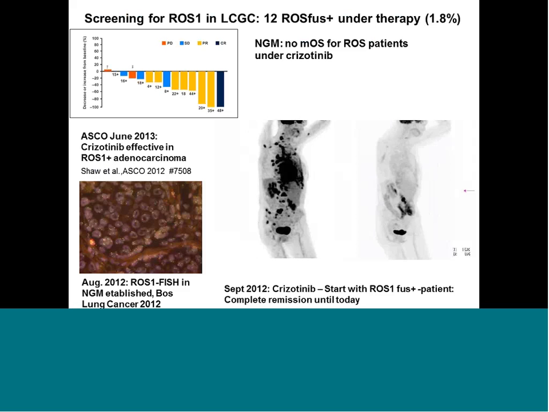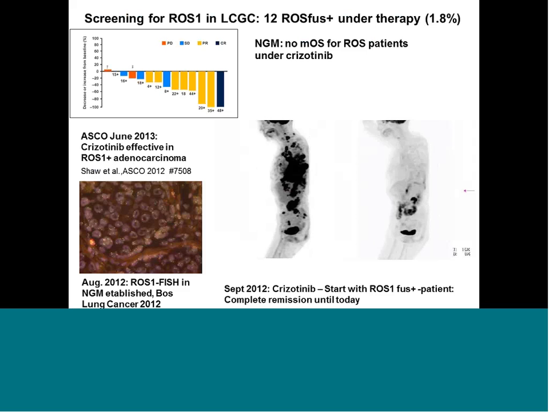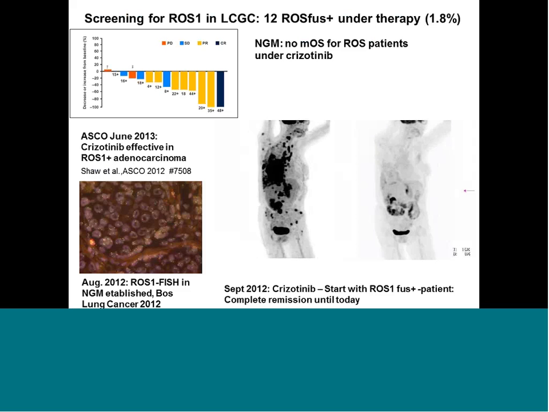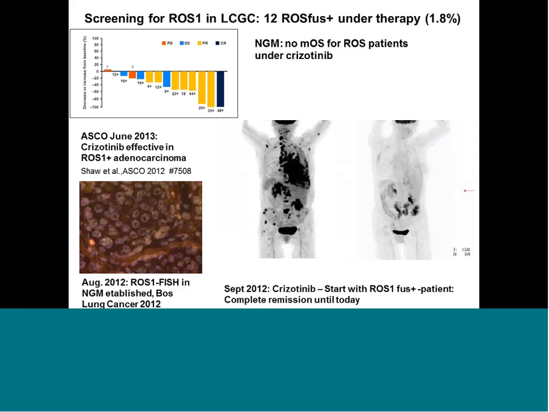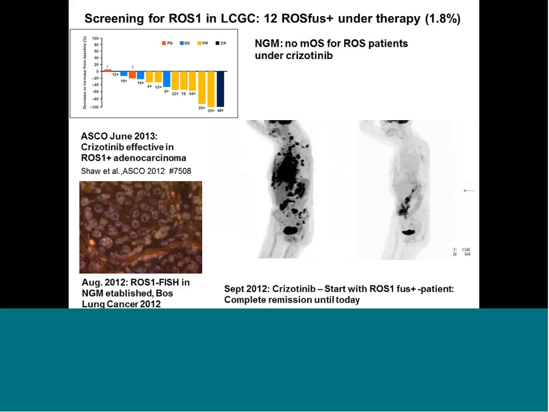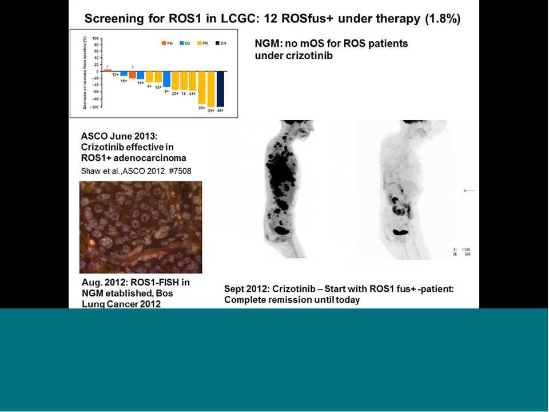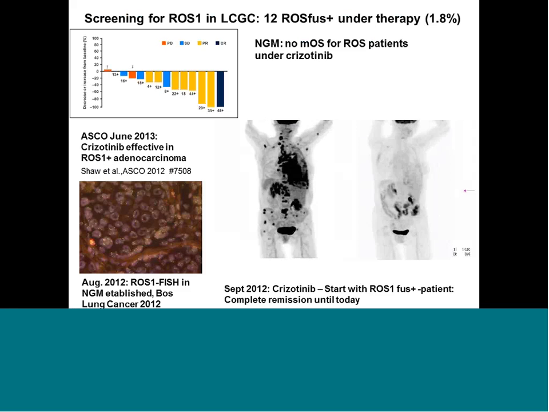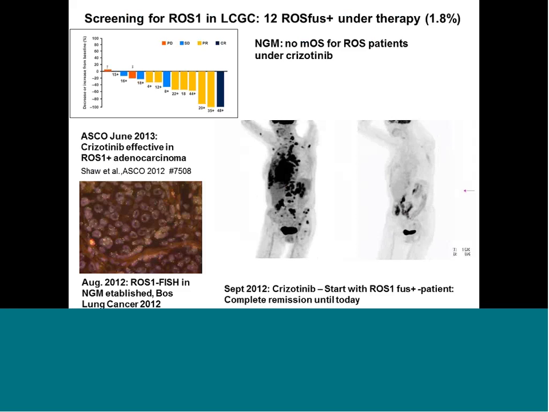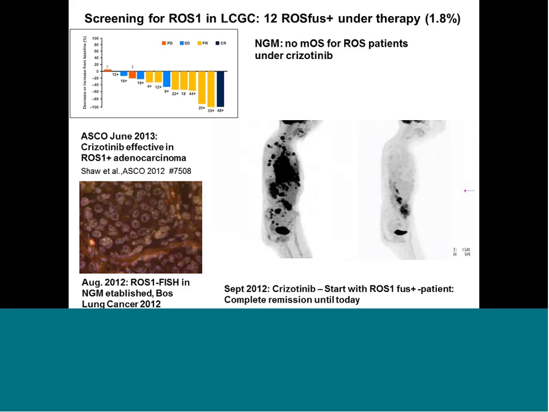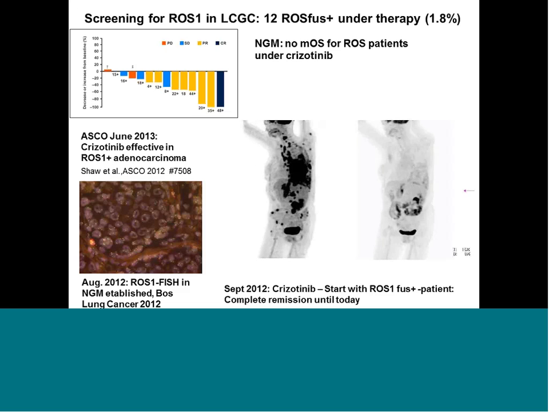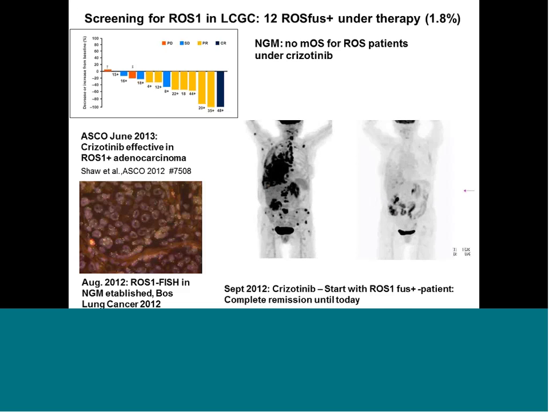And since lung cancer is the cancer type worldwide with the highest burden of mortality, even small subgroups like ROS matter. It is actually 1.8% of all lung cancer adenocarcinomas in our center. These are not rare patients. These are big numbers of patients worldwide.